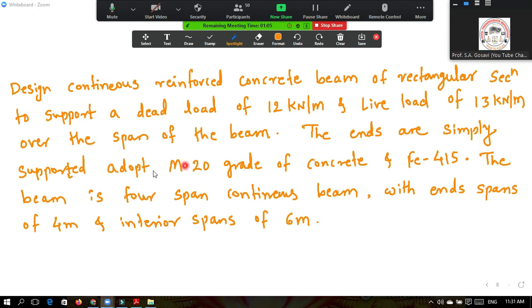The ends are simply supported. Use M20 grade of concrete and Fe415. The beam is a 4 span continuous beam with end spans of 4 meter and interior spans of 6 meter. So it is a 4 span continuous beam, its end spans are 4 meter and the interior spans are 6 meter. Let me know if you finished writing the problem. We will move forward.